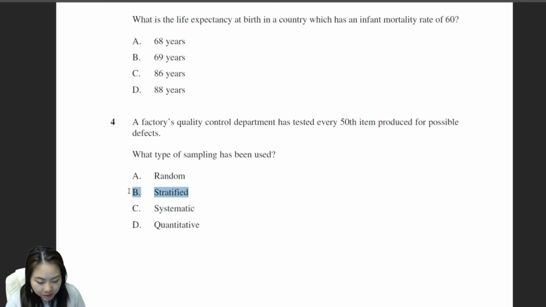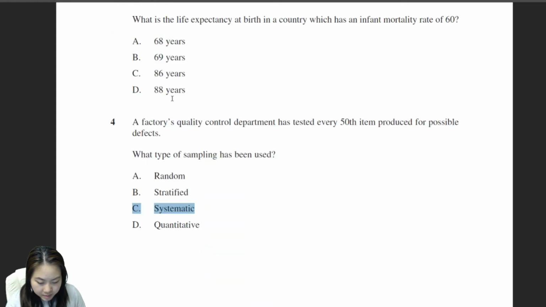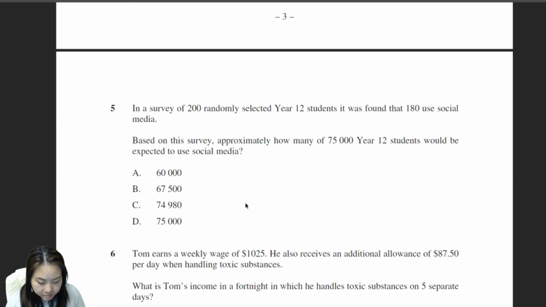Stratified would mean picking out one from every different group, each and every group, which isn't what they're doing. And quantitative is not even a type of sampling, so that's out of the question. So I would say 4 is C. Yep. Awesome.